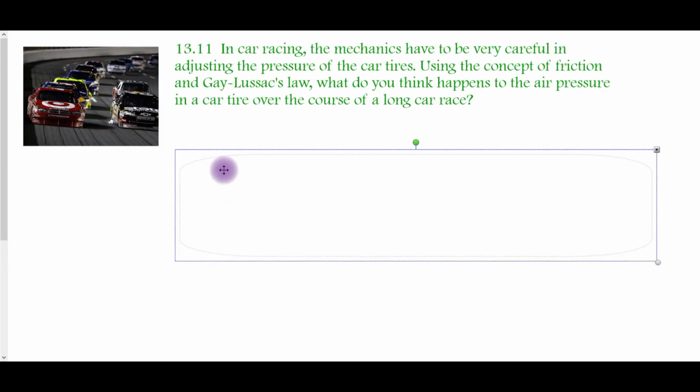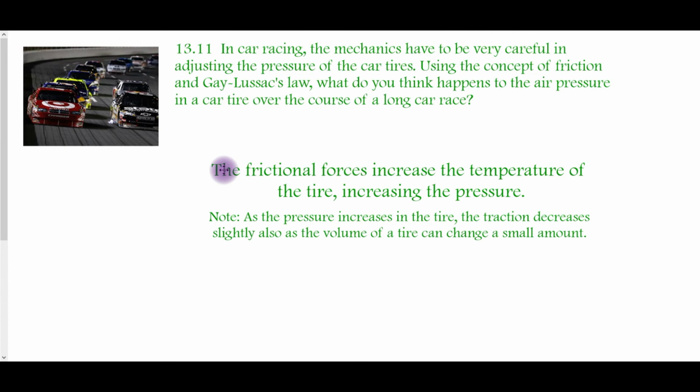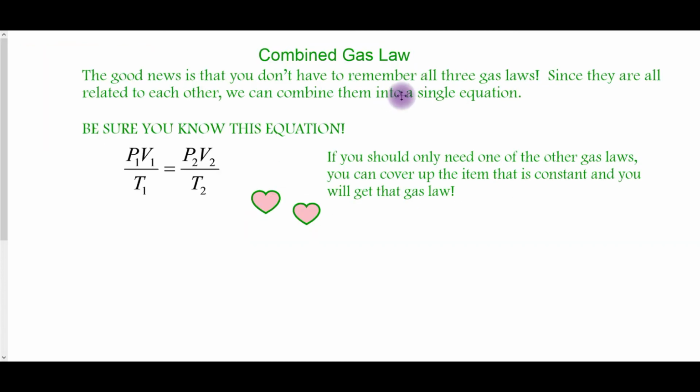In a car race, the pressure of the car tires is important. What do you think happens to the air pressure of a car tire over a long car race? Think about both friction and Gay-Lussac's law. The force of friction that's created between the tire and the racetrack increases the temperature of the tire. This increases the pressure. The variables that we talked about are all related. We have eliminated moles because that was constant in every situation.